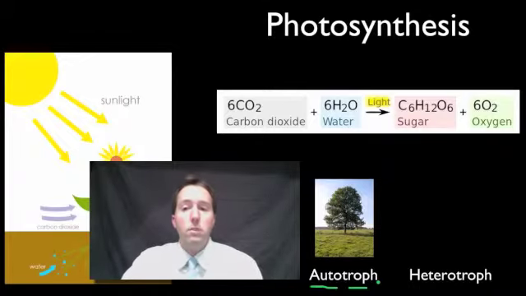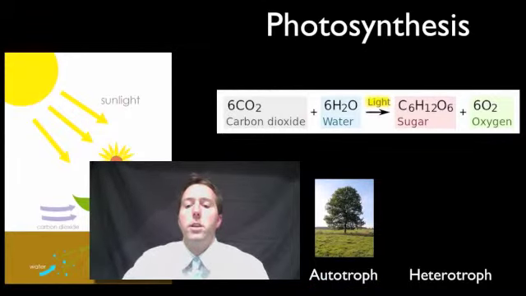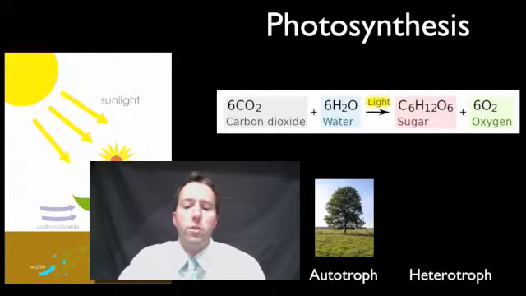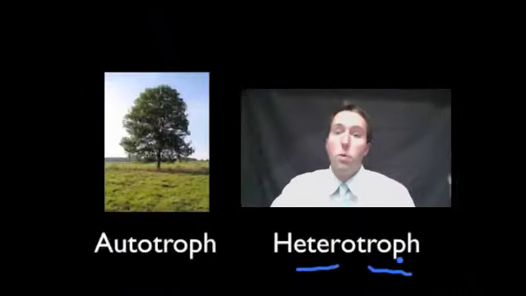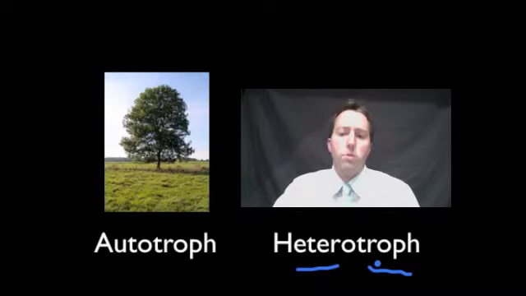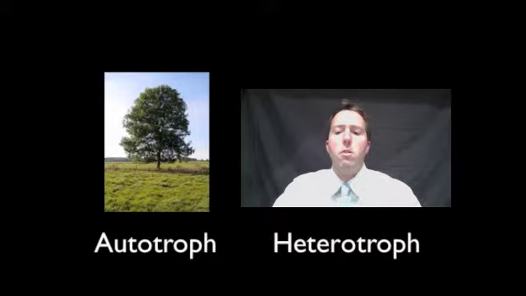The other organisms are called heterotrophs, and heterotrophs actually consume other organisms to get food. Hetero means other, and troph is food. So they get their food from other sources. And a good example of a heterotroph is, well, me or you. We're all animals, and animals are all heterotrophs.